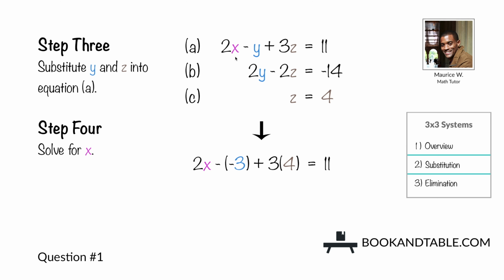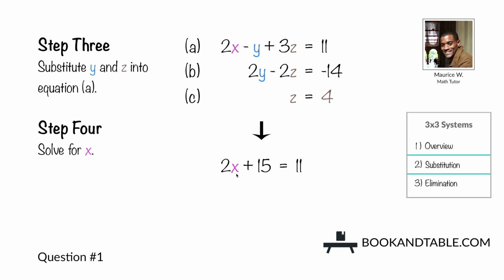So when we do so, we get 2x minus negative 3 plus 3 times 4 is equal to 11. And that would be equal to 2x plus 3 plus 12 is equal to 11. 3 plus 12 is equal to 15. So we wind up with 2x plus 15 is equal to 11.